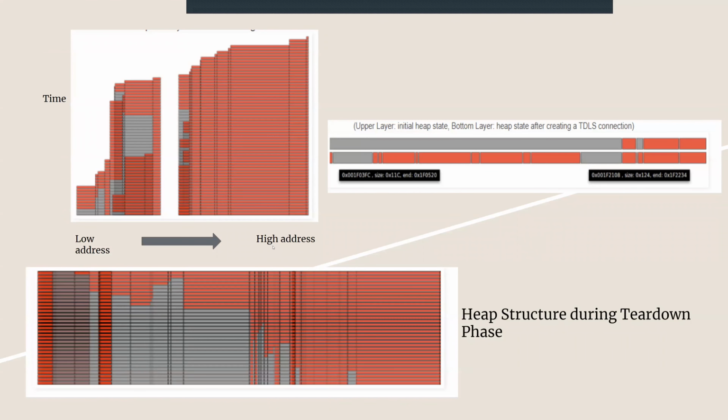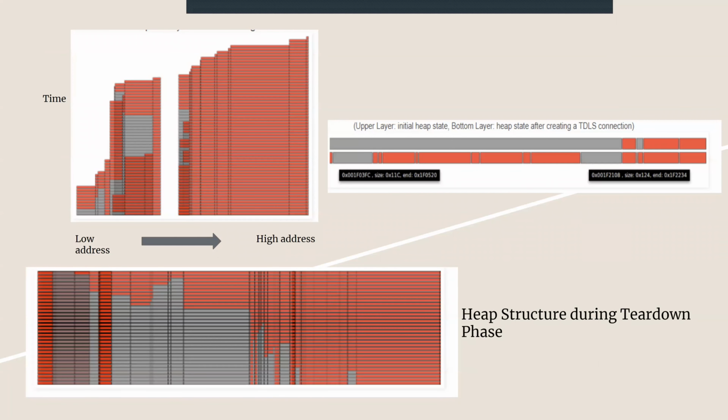Now that we know we can make an overflow, we want to look at the heap during the setup and teardown methods. We want to hook the malloc and free functions, which basically means insert code that intercepts function calls. Once we do that, we can adjust the malloc and free functions to add traces that show us every operation occurring on the heap. We can then create a visualization of the heap, shown here, while creating a TDLS connection. The x-axis is space and the y-axis is time. Red means the chunk is in use, while gray means it's free.